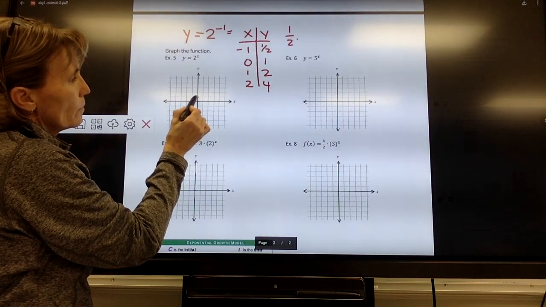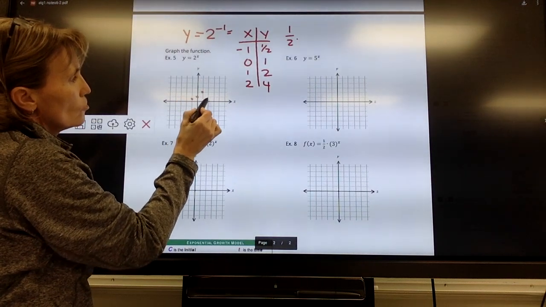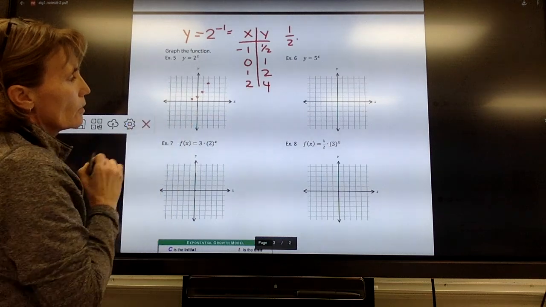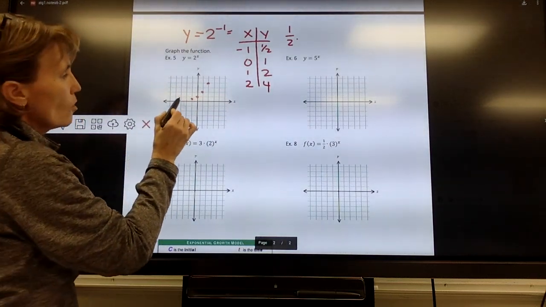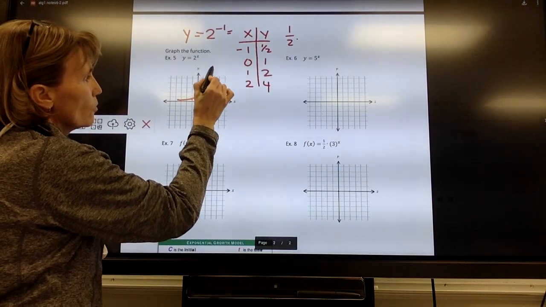0, 1, 1, 2, and 2, 1, 2, 3, 4. Okay, and remember what that shape looked like? This time the shape is going to go from here, and it's going to go up quickly.